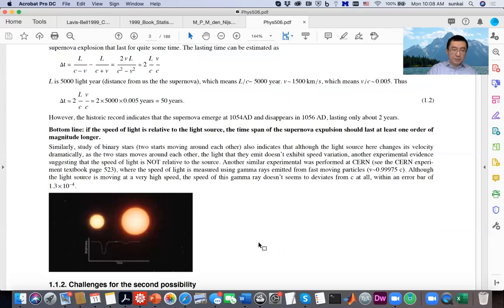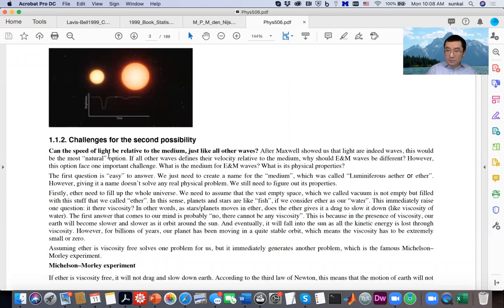Okay. So is it possible that the speed of light is relative to the medium? This possibility, that the speed of light is relative to some medium, was the most popular theory, the most popular picture in Maxwell's time. And the reason it was the most popular picture is obvious, because for every other wave we know, the speed of the wave is defined relative to the medium. Sound waves, elastic waves, water surface waves, all of them are relative to the medium. So at that time, people thought E and M, since it's also a wave, there must be a medium and the velocity must be relative to the medium. Okay. So this is the most popular possibility.